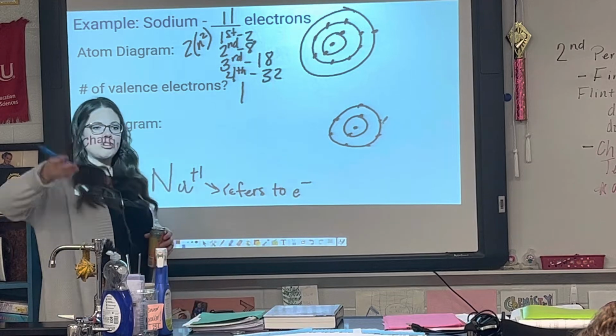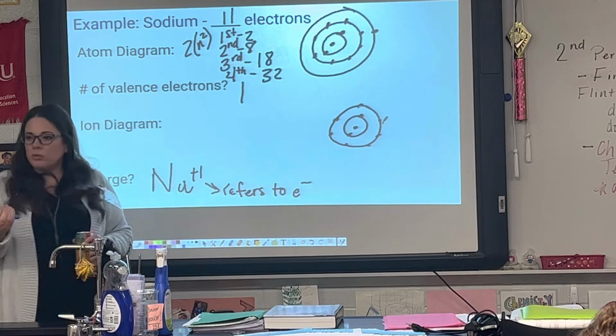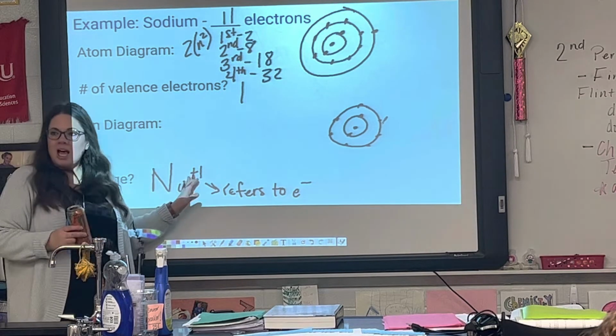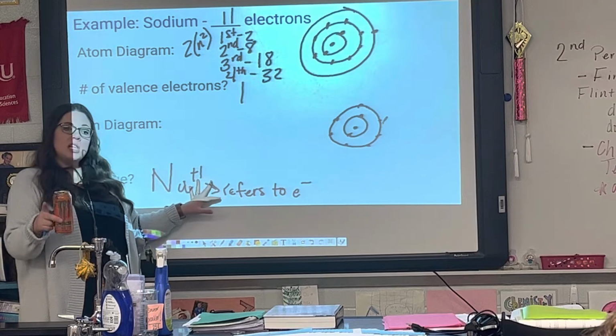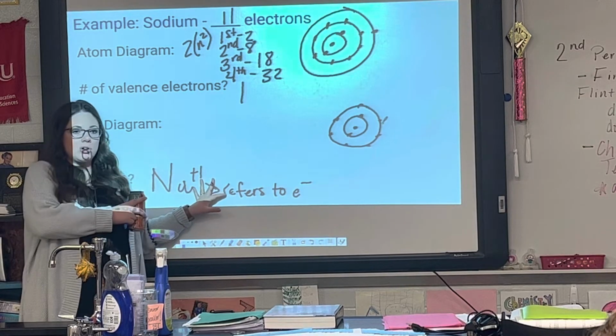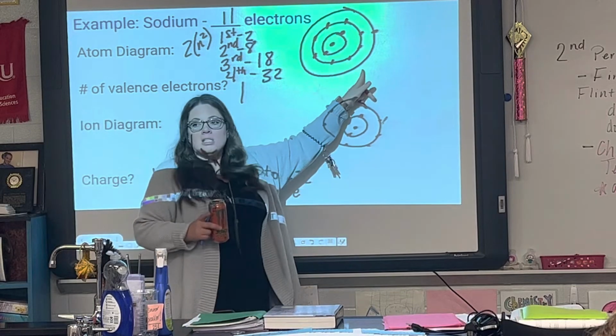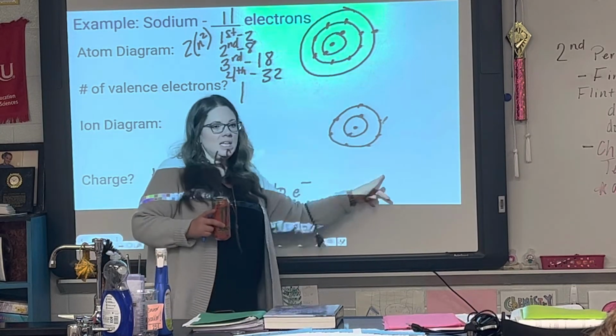My outer one just dropped off. So the octet rule says every atom wants 8 valence electrons. That's why it becomes an ion. So it can either lose electrons or gain electrons to where it will have 8 valence electrons. So did it lose its outer one to where it now has 8?